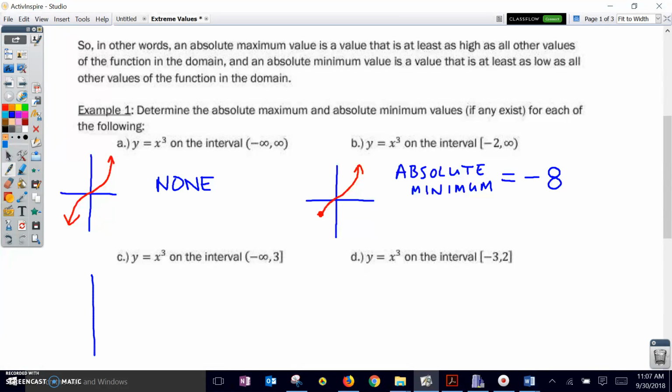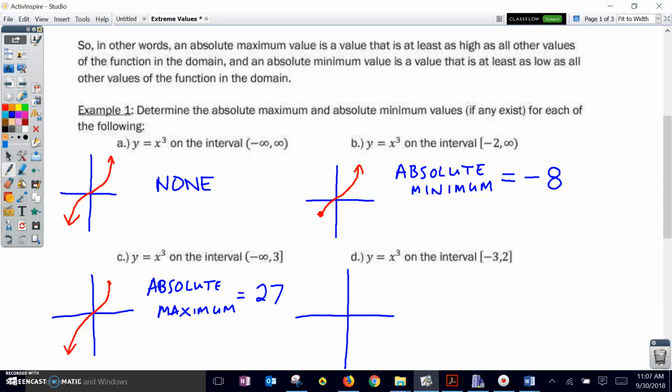Alright, we can do the same kind of thing with this one. We go from negative infinity up to 3. In this case, there's no absolute minimum, but there is an absolute maximum that occurs, and the absolute maximum is the y value at x equals 3. It's going to be 27.